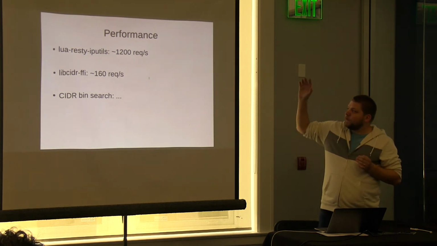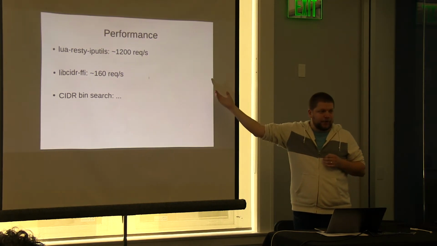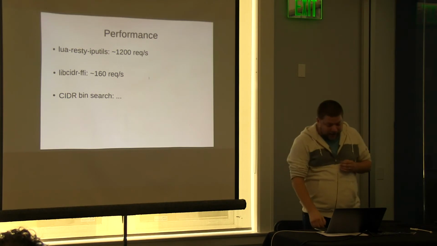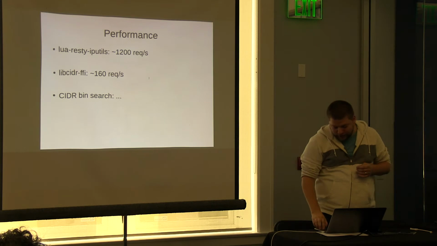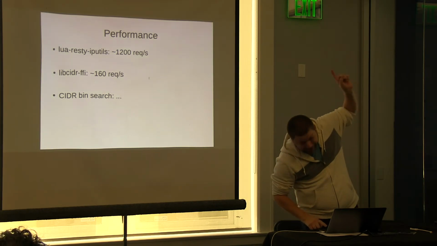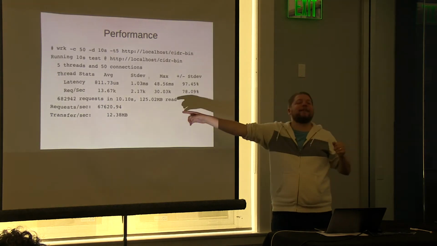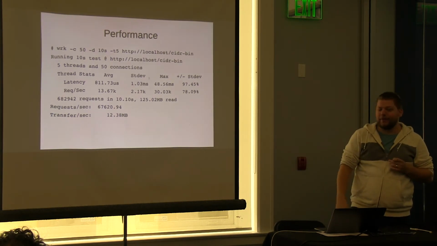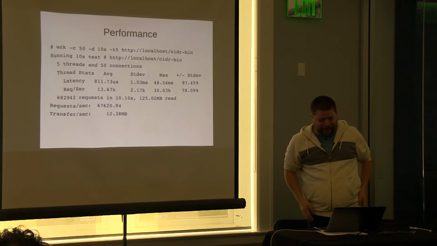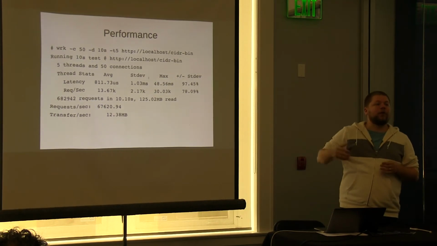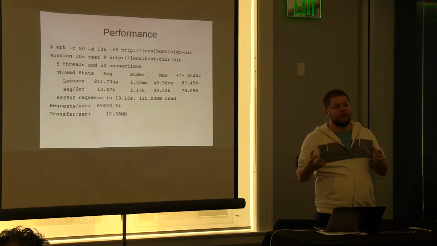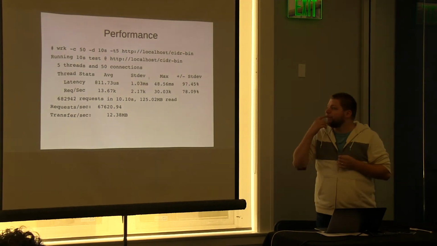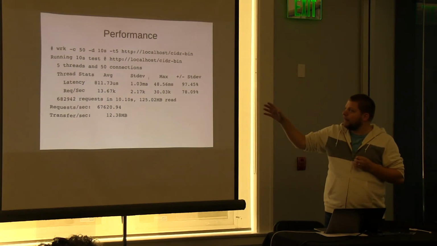So reviewing our performance, lua-resty-iputils, we saw about 1,200 requests per second. LibCIDR F5 was about 160 requests per second. With our implementation, we saw, drumroll, 67,000 requests per second, which is several orders of magnitude of a very large number. So this was the goal, was finding a way to take a large set of CIDR blocks and really rip through it as quickly as possible. One of the things, I'll get to that in a second.